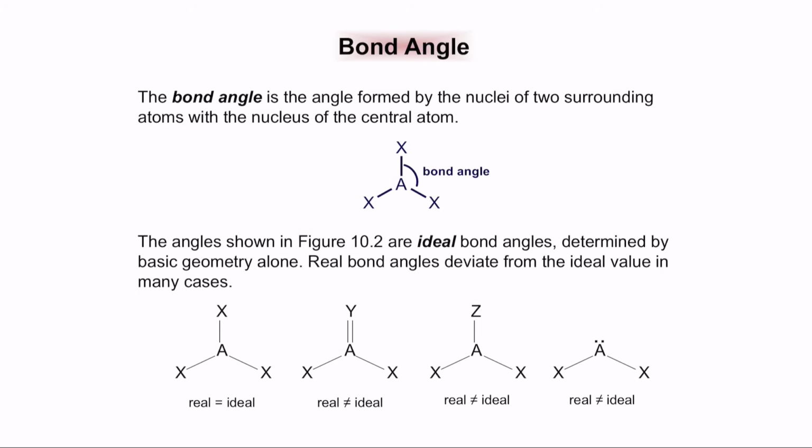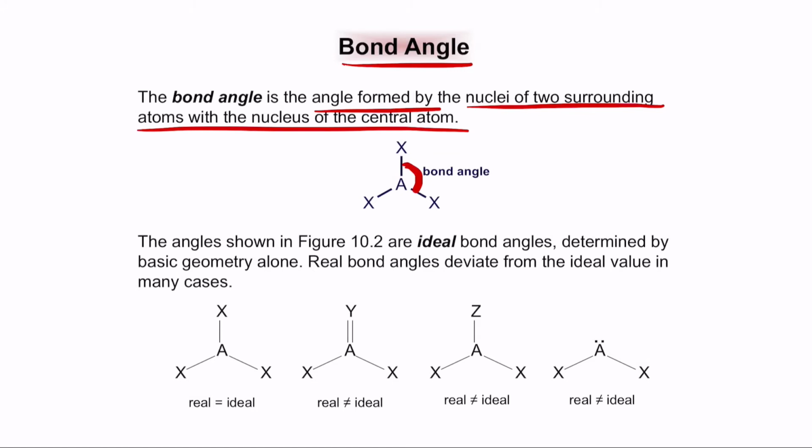Next is the bond angle. So what is the bond angle? Bond angle is the angle formed by the nuclei of the two surrounding atoms with the nucleus of the central atom. So this angle here between the two adjacent nuclei is called the bond angle.